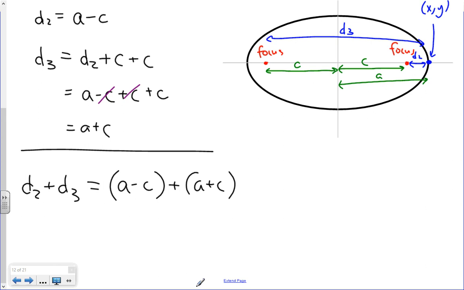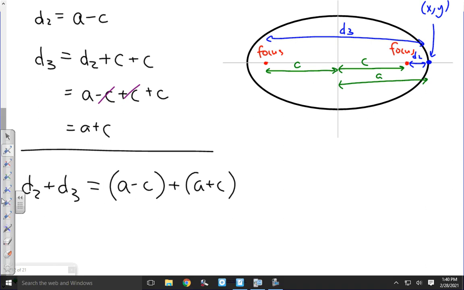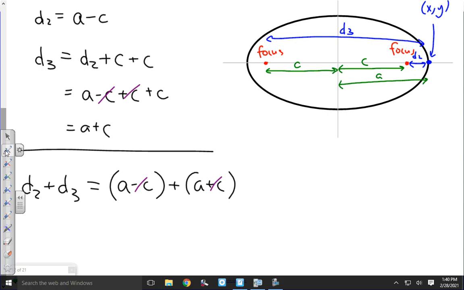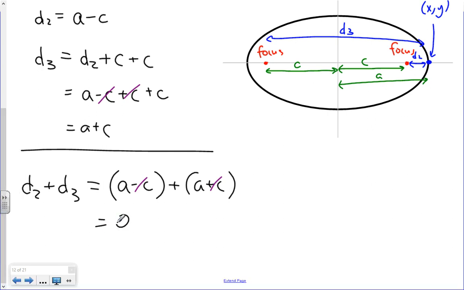Well, look at that. The c's are going to cancel out again for us here. This minus c and this plus c cancel out, and you're left with just 2a. There's our property: d2 plus d3 is equal to 2a.